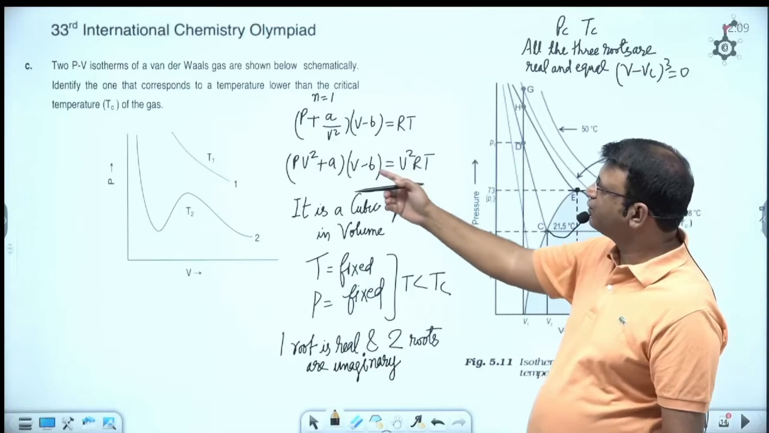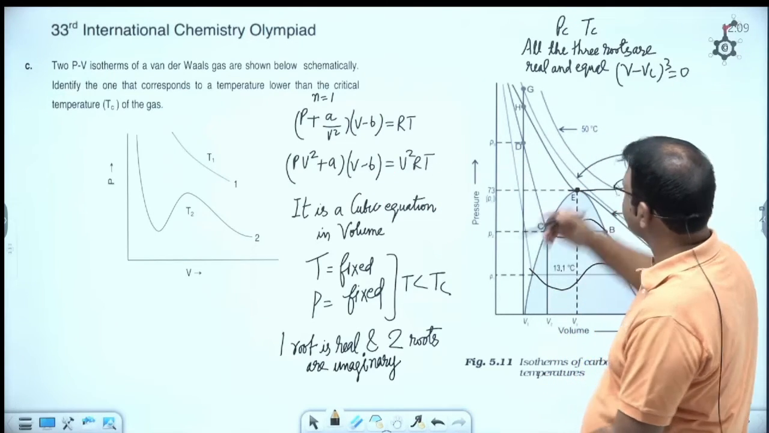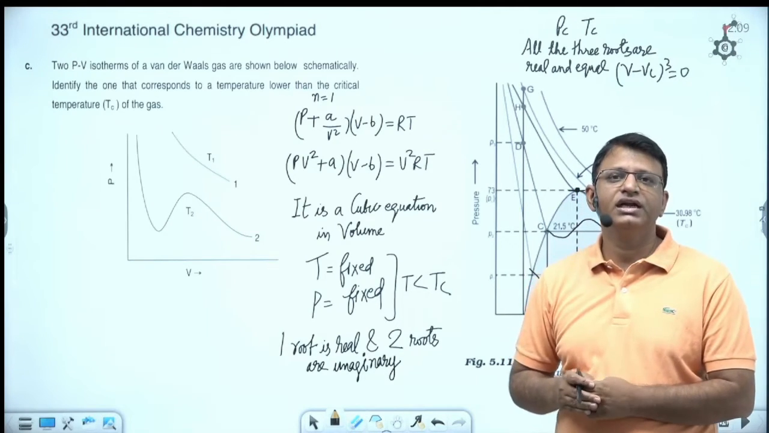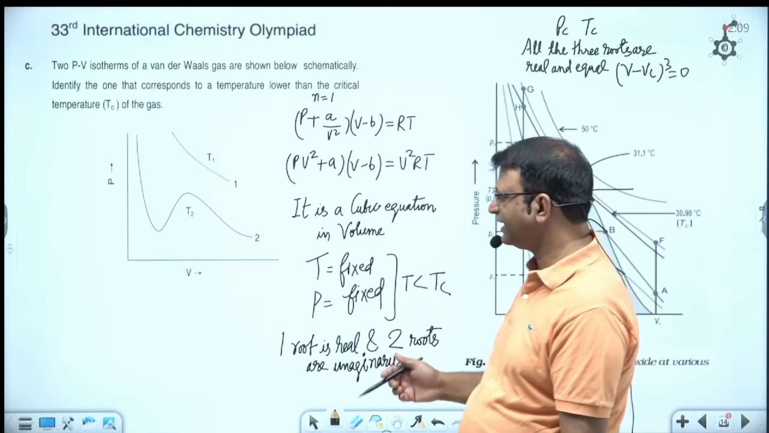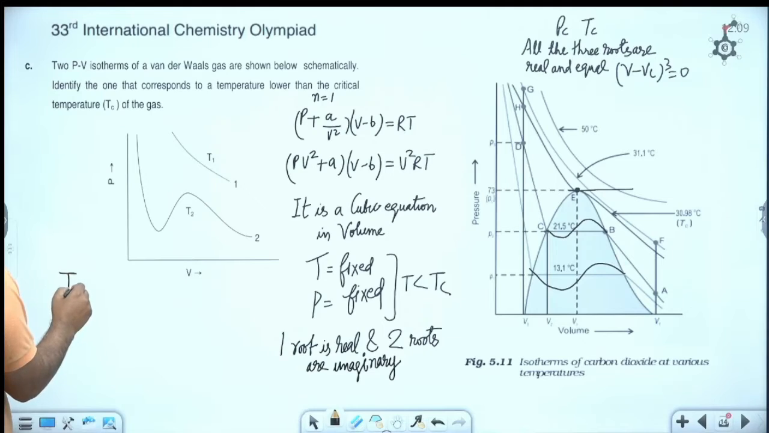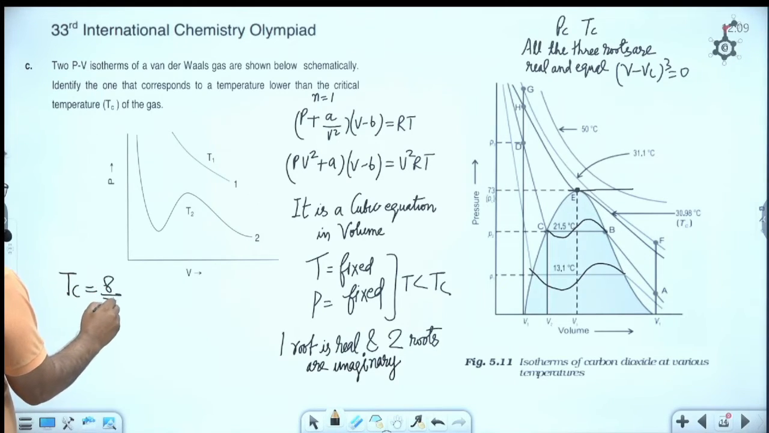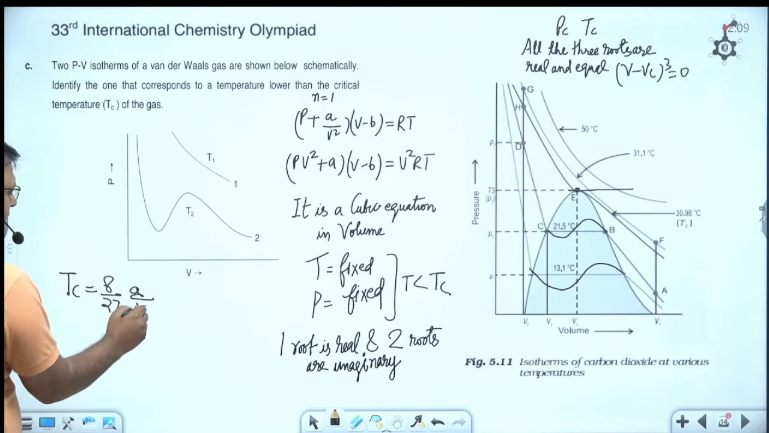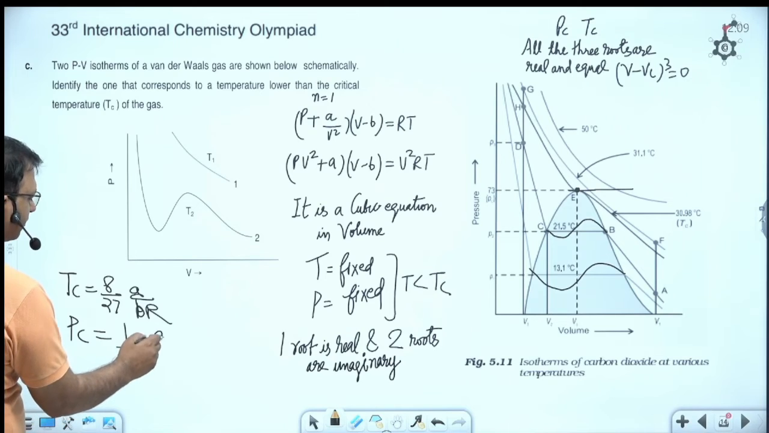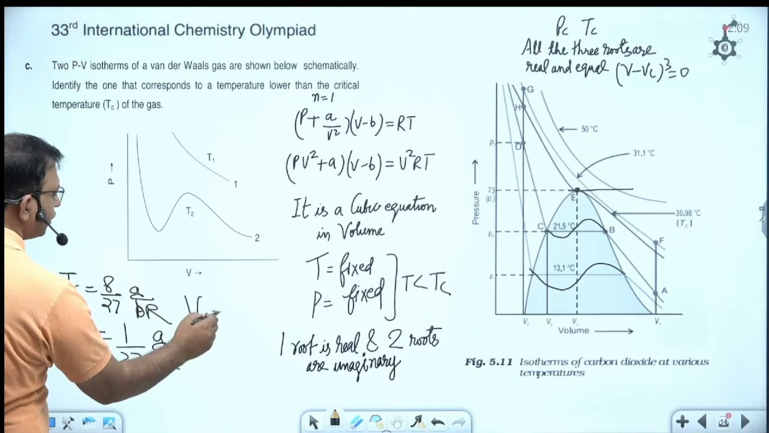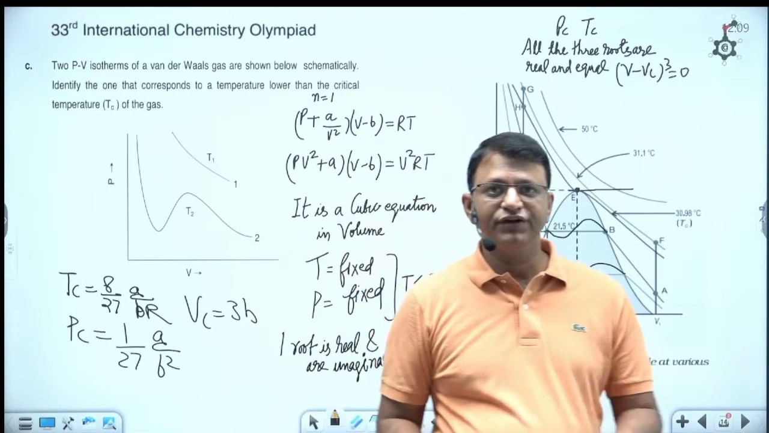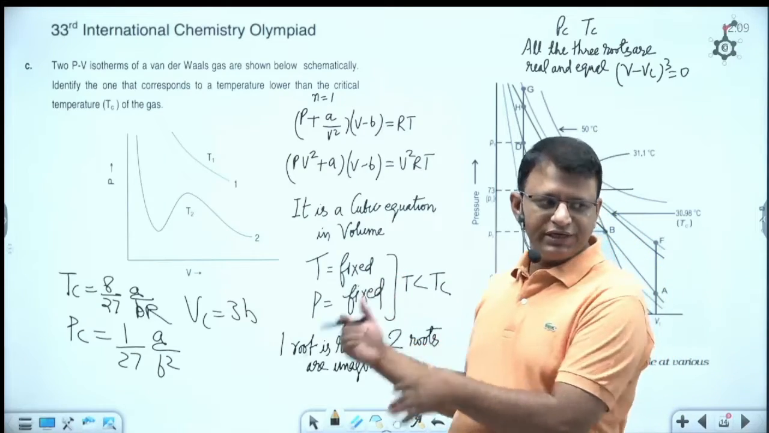And if we try to equate these equations, from these equations we can derive the value of critical pressure, critical temperature and critical volume. जैसे हमें पता है कि वेंडरवॉल रियल गैस के लिए अगर हम इस मेथड से क्रिटिकल टेम्परेचर कैलकुलेट करते हैं, दैट इज 8 upon 27 a upon bR. If we calculate the value of critical pressure, that is 1 upon 27 a upon b squared, and critical volume is 3 times b. So the values of critical constants for van der Waals real gas can be calculated by this method, right?